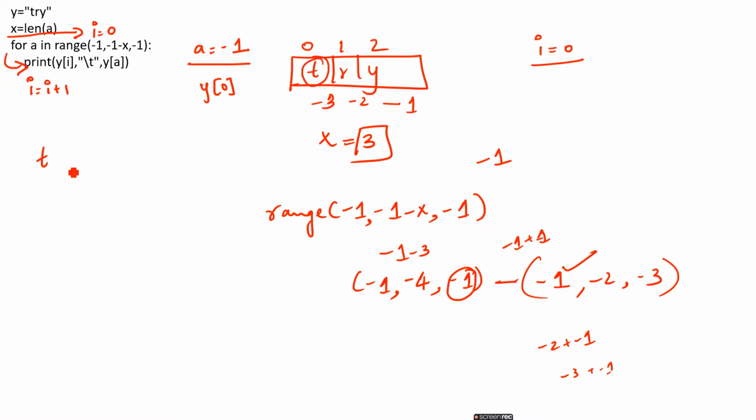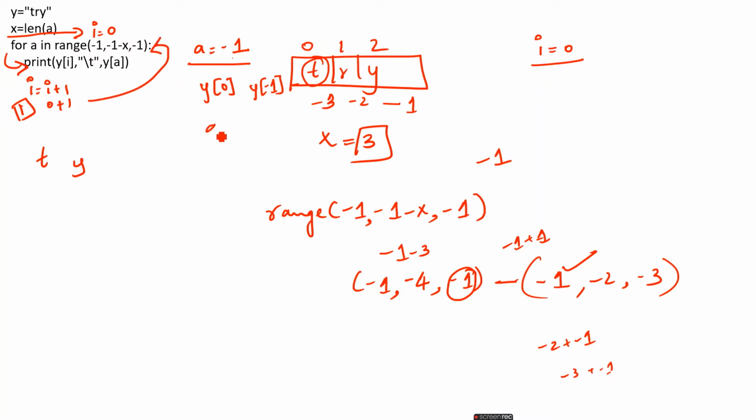Now backslash t means we are giving a space. Next, y of a. What is the value of a here? -1. So that is y of -1. What is y of -1? That is y. Y is printed. Now we are moving to the next line. After that, we can see i equal to i plus 1. The value of i is 0. 0 plus 1, it is 1 here. We are going back to the loop.